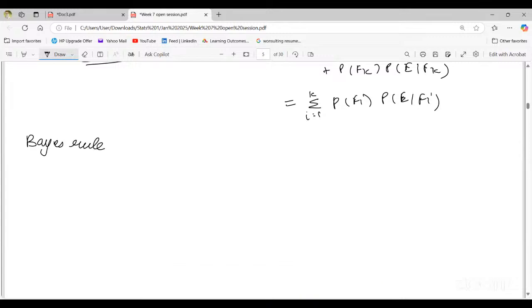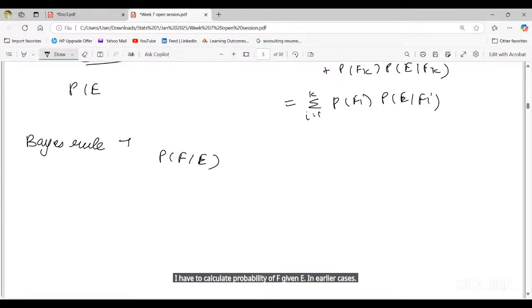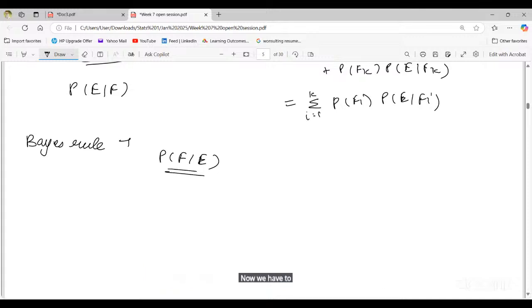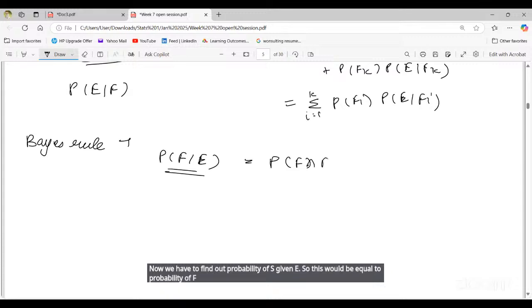Okay, so let's suppose I have to calculate the probability of F given E. In earlier cases, we were finding the probability of E given F, correct? Now we have to find the probability of F given E. So this would be equal to the probability of F intersection E upon the probability of E.